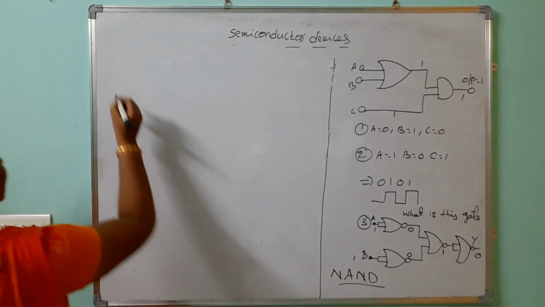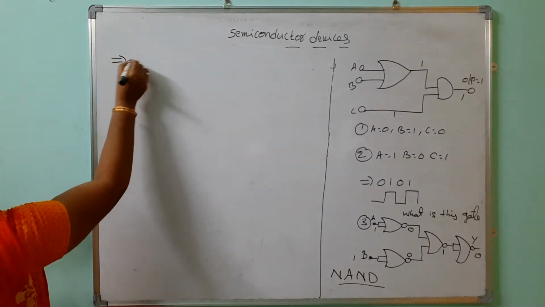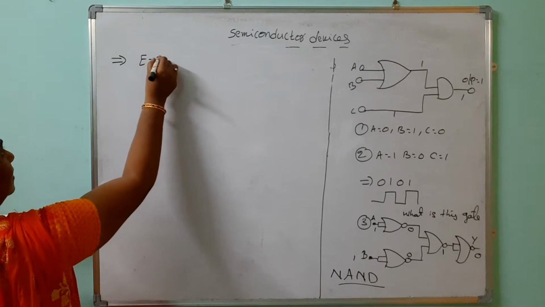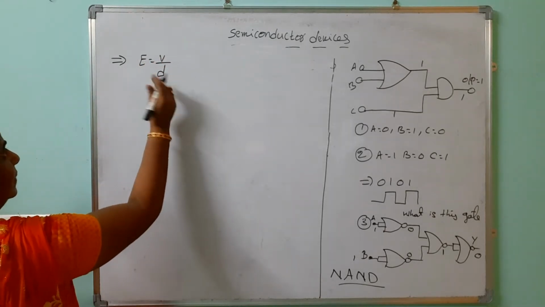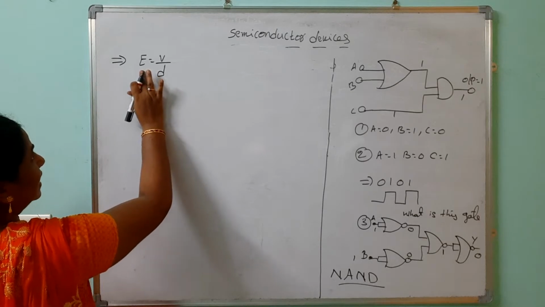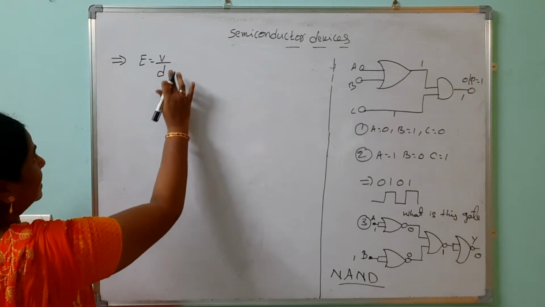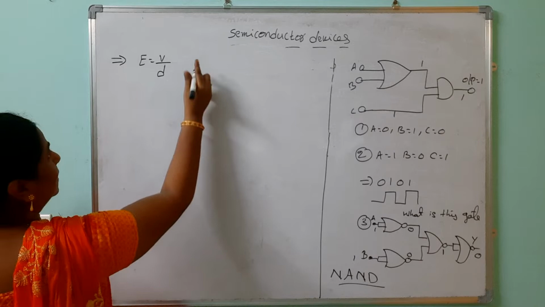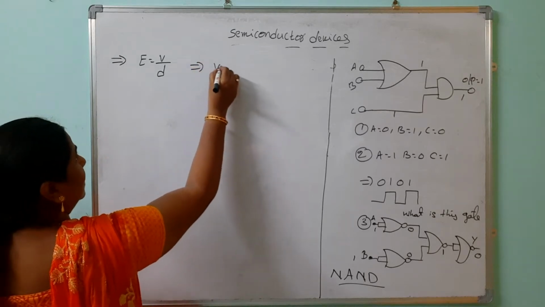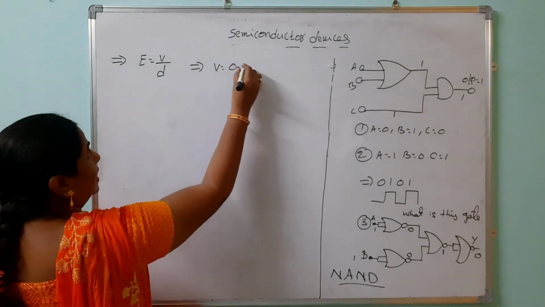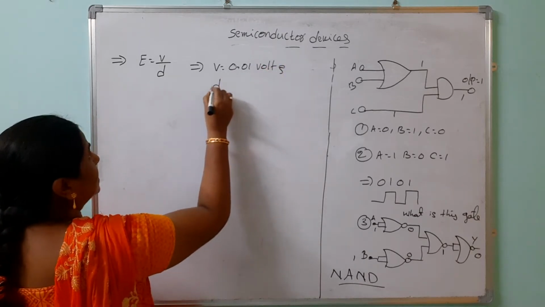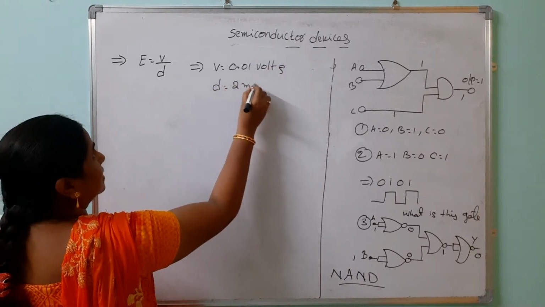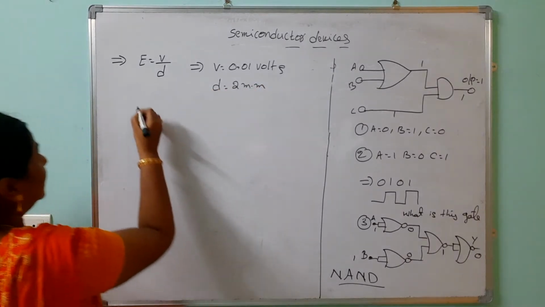Look here, based on the depletion layer, we are using this intensity formula: intensity and potential difference, E equals V by D. E is the intensity of the electric field, V is the potential, and D is the width of the depletion layer. Suppose they are giving V equals 0.01 volts, then the thickness is 2 millimeters. Then how do we find the intensity?